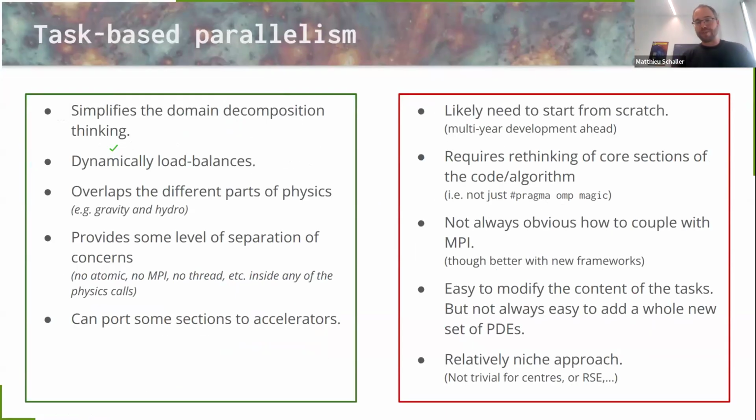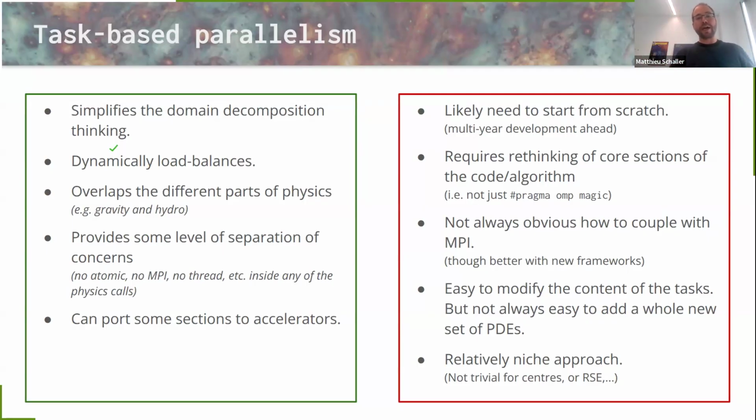And then finally, to complete my pitch on task-based parallelism, I argued it simplifies the domain decomposition thinking. It dynamically load balances. We can overlap the different parts of the physics, for instance, gravity, hydro, and maybe radiative transfer and galaxy formation processes. It provides a certain level of separation of concerns. So users who are not familiar with HPC concepts don't have to worry about atomic operations, don't have to worry about MPI or threading. It's all inside the physics kernel.